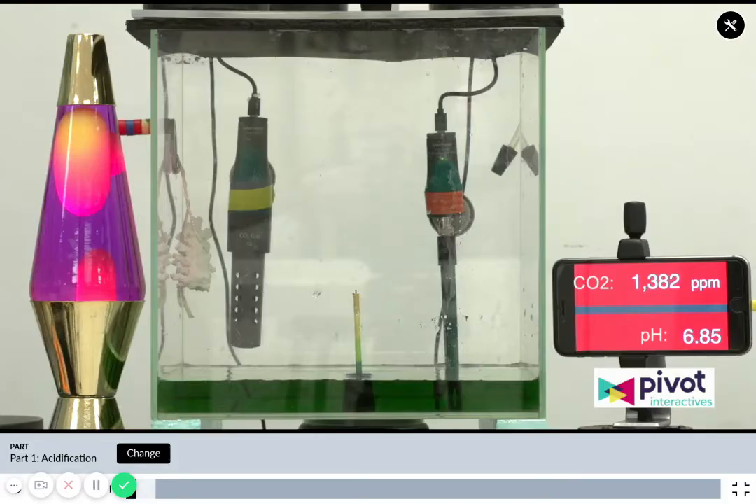All right, so now this is part 2 of the lab. Everything's pretty much the same. There's still pH indicator in the water. They have the CO2 probe, they have the pH probe, and they're going to light the candle.